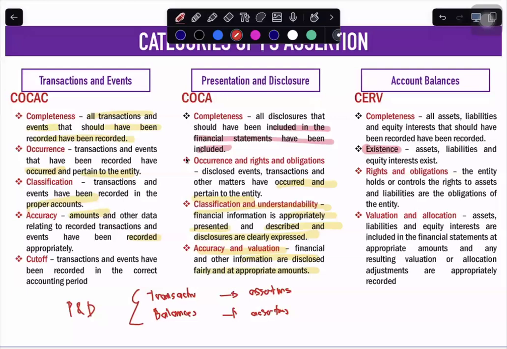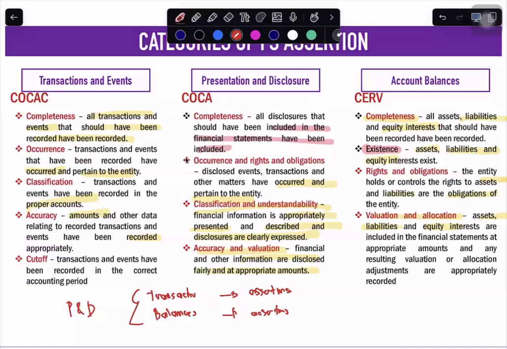Next, we have account balances. We have completeness, that all assets, liabilities, and equity interests should have been recorded. Existence, assets, liabilities, and equity exist. Rights and obligations, assets as to rights, liabilities as to obligations, and then we have valuation and allocation of assets, liabilities, and equity.